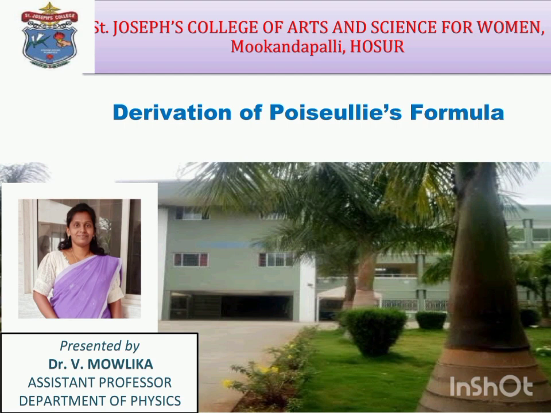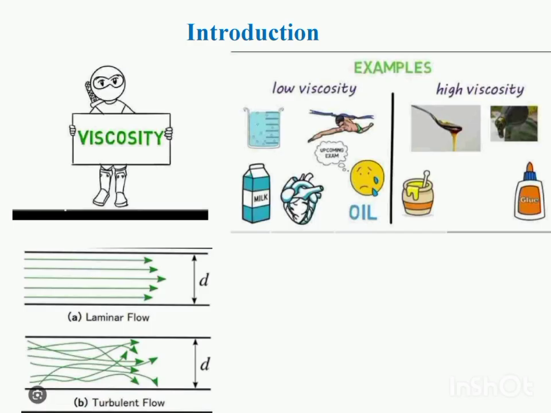In this video, I am going to derive Poiseuille's formula. Before deriving Poiseuille's formula, we should know what viscosity is. Viscosity is defined as the resistance to flow. At a molecular level, viscosity is a result of interaction between the different molecules in a fluid. This can also be understood as friction between the molecules in the fluid.